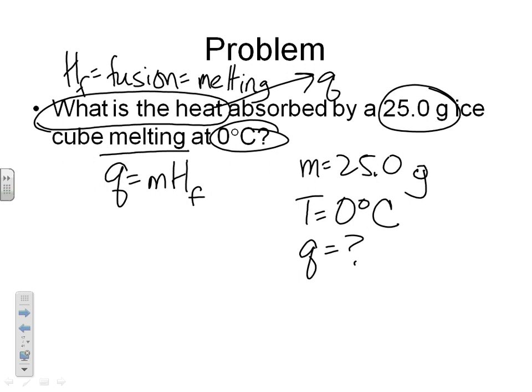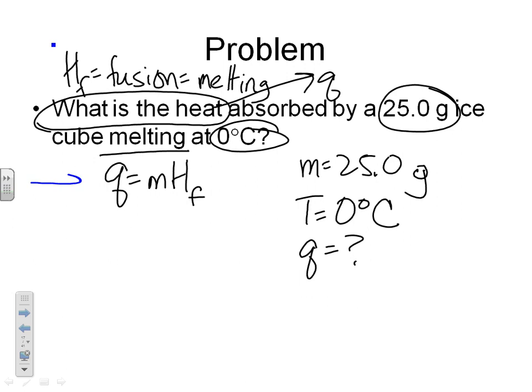Okay, now looking at this formula, what have they given us versus what are they looking for? We know that we're looking for the value for Q. We know that they gave us mass. They gave us temperature, but they didn't give us Hf. So then there's kind of a little bit of a quandary. What's going on here? And this is what I have to say about this type of problem.